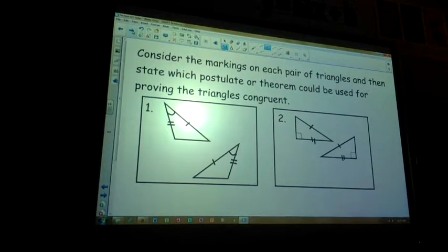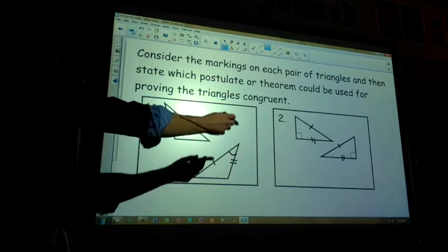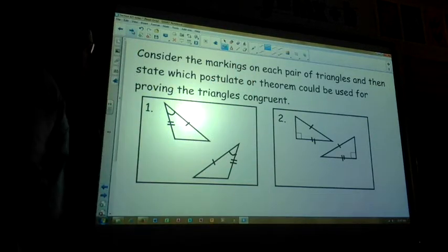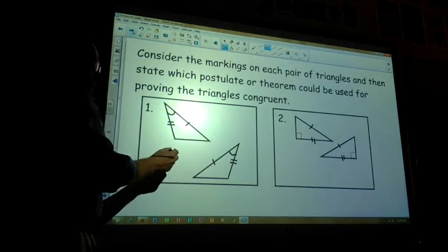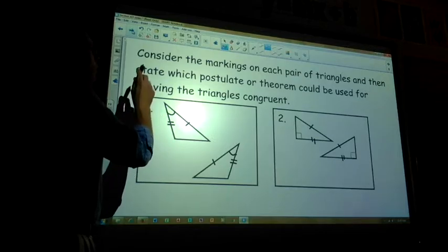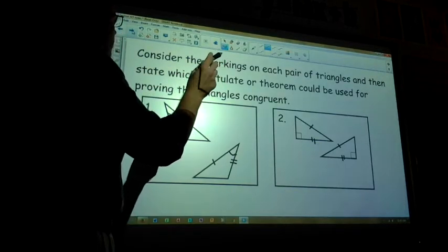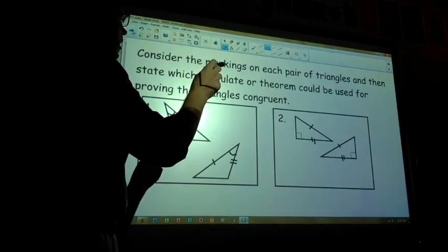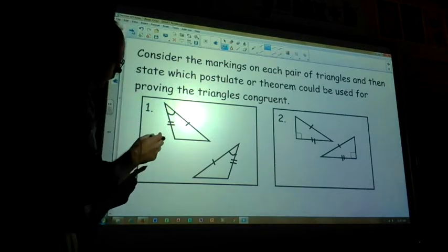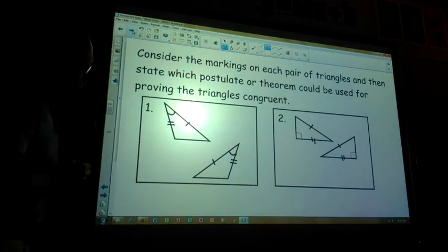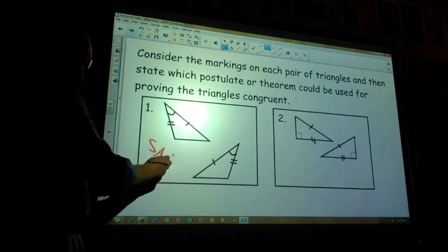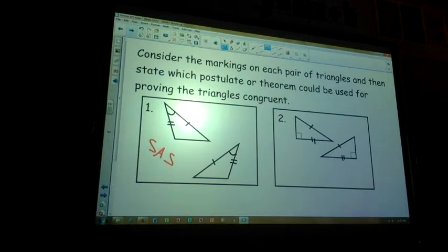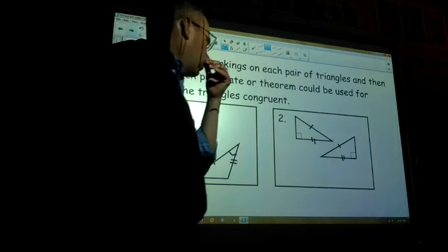All right. Consider the markings on each pair of triangles and then state which postulate or theorem could be used for proving the triangles congruent. All right. What do you think? Side angle side? Is that all right? So I have 2 sides and the included angle congruent.